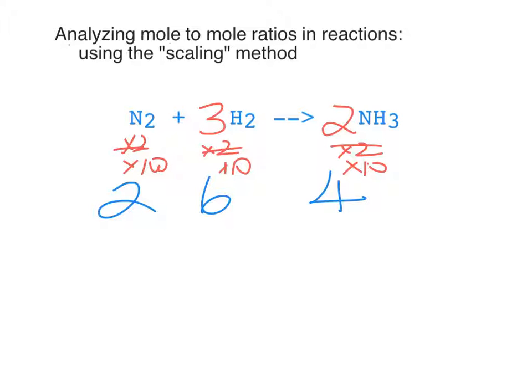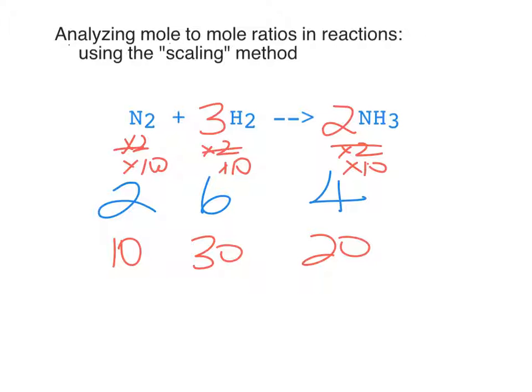Well, 1 mole times 10 would give me 10 moles of that. 3 moles of hydrogen times 10, 30 moles of that. 2 moles times 10 would give me 20 moles. In other words, it doesn't really matter what our multiplying factor is, whether it's 2 or 10 or 0.5 or 100, it still has the same basic ratio. And we can use this idea to scale up or scale down our recipes.